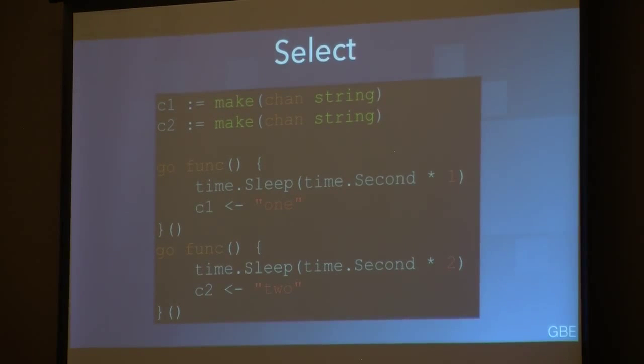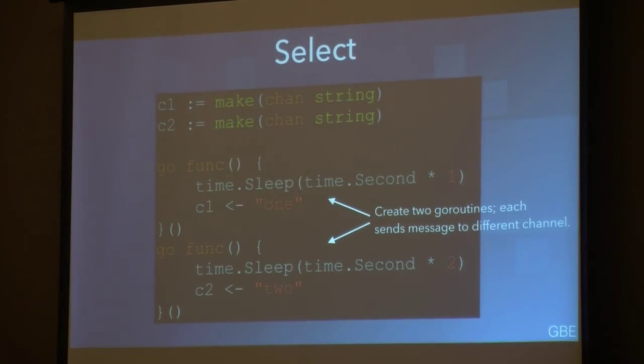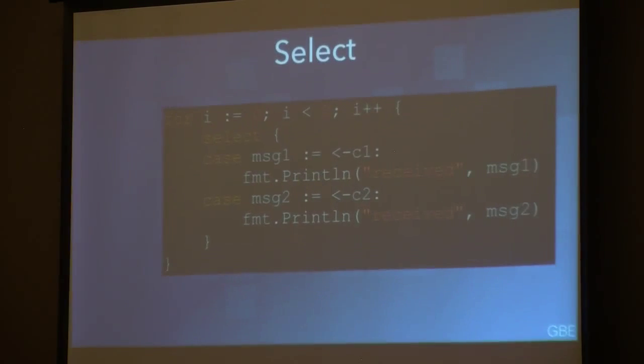So in this case, we're going to make 2 channels, C1 and C2. We're going to create 2 Go routines. The first Go routine sleeps for a second and sends a 1 to the first channel. The second one sleeps for 2 seconds and sends a 2 to the second channel. Then we use a statement called select. What select allows me to do is wait on multiple synchronization points, multiple channels.